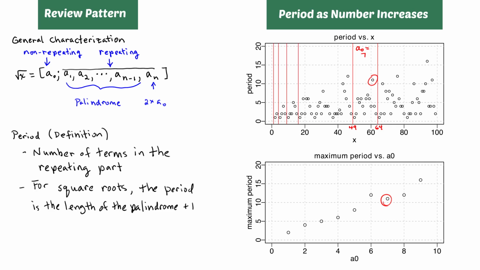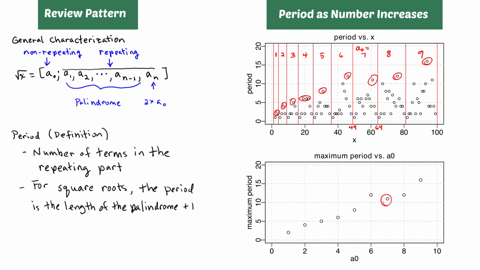We'll add lines for the remaining perfect squares. Here a0 will be 8 and here it will be 9. If we go to the left, they decrease all the way to 1. What we did to create the lower plot is find the maximum value between adjacent lines and plot it against a0. Stop the video and make sure you understand this.